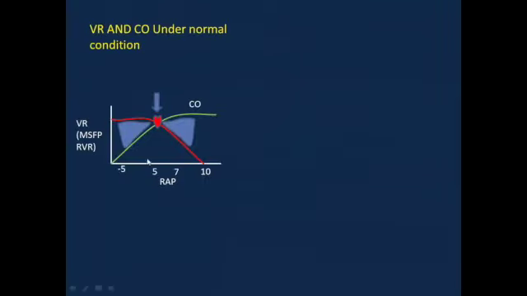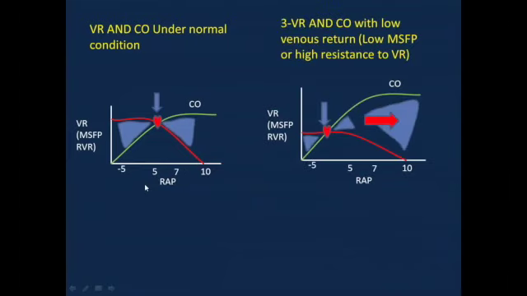Again, that's the same normal example as a template, and we have the second abnormal pattern, which is the third overall pattern after normal and the first described abnormal pattern: venous return and cardiac output with low venous return. In this condition, you have low mean systemic filling pressure. The pressure in the central veins decreased. Or you have high resistance to the venous return. So in this condition, you have very low venous return, significantly decreased.